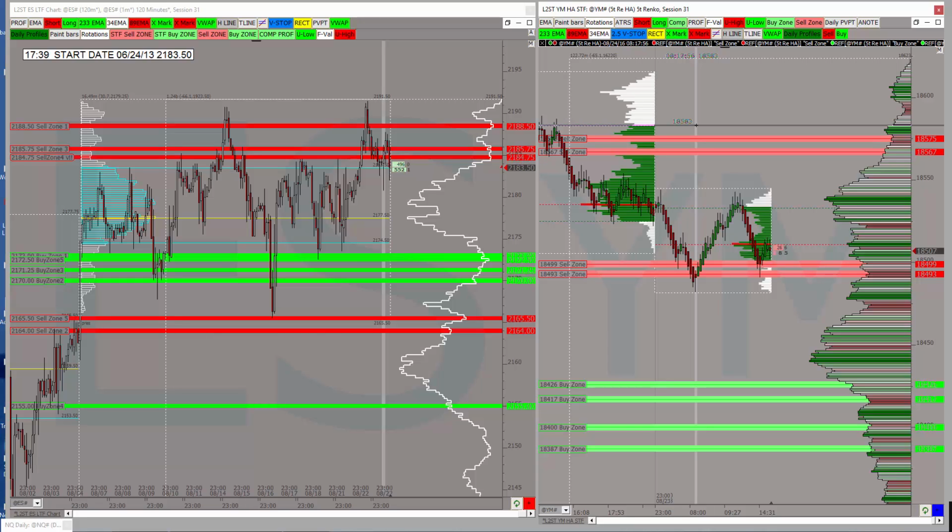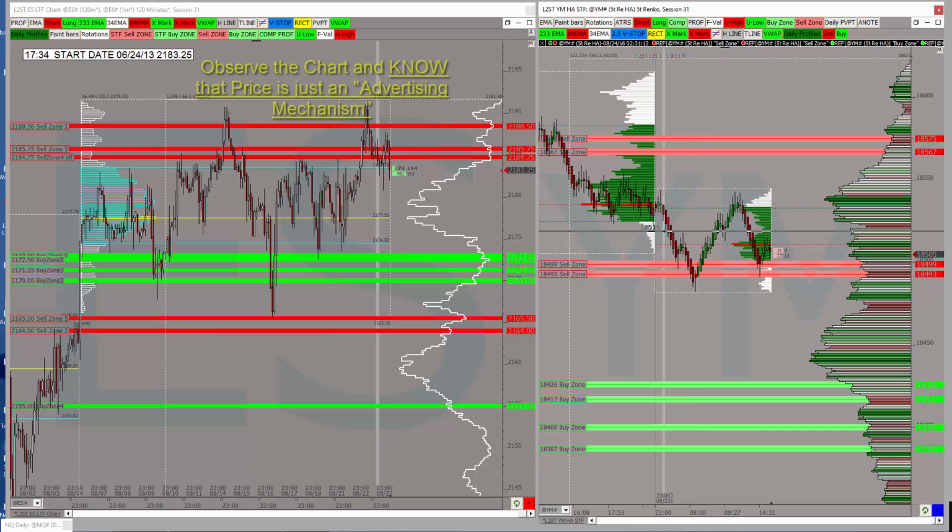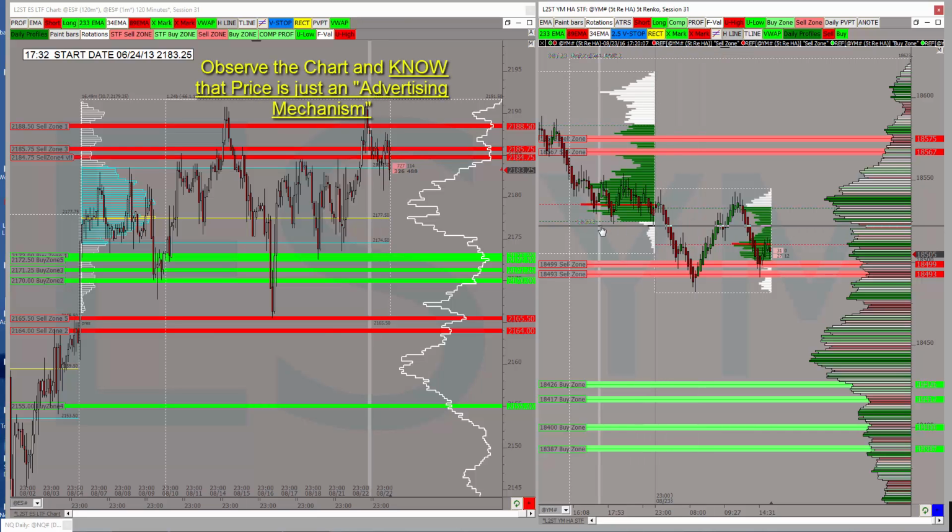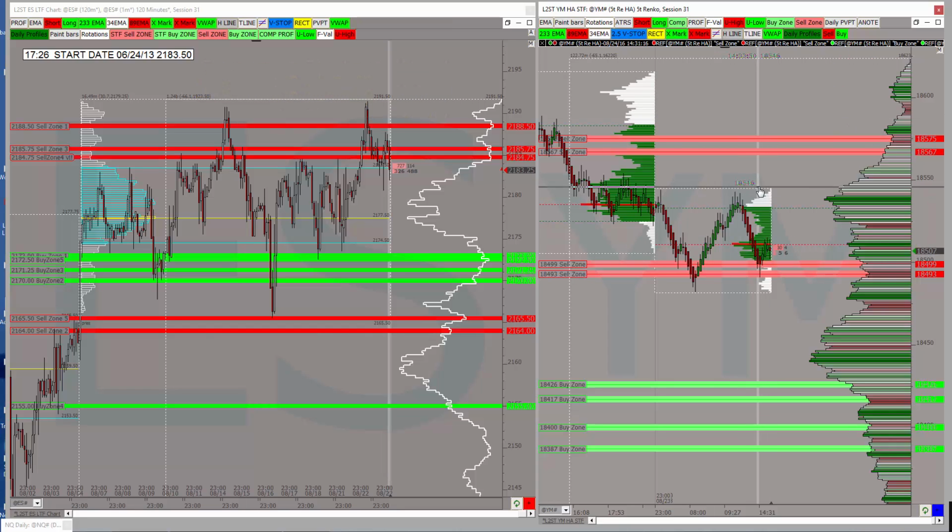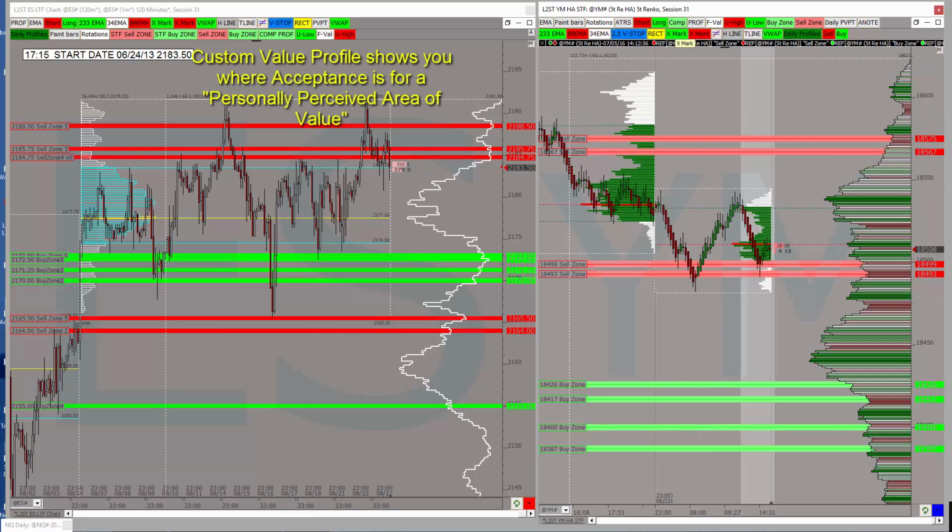it's telling you, and actually be in tune with the auction process, is to look at price as the advertising mechanism, and then look at the volume profile, whether that's a composite profile, whether it's an intraday profile like this, whether it's a value profile. All of those profiles show you from different perspectives. A composite profile shows you a much longer term perspective, because it goes back months, at least, years sometimes. The valuer, custom valuer, shows you the acceptance in terms of where value is.